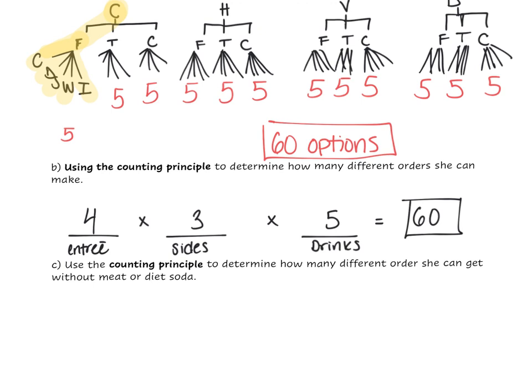All right, now what if I want to use the counting principle to determine how many orders I can get without meat or diet? So I don't want to eat meat, but I don't want to drink diet soda.